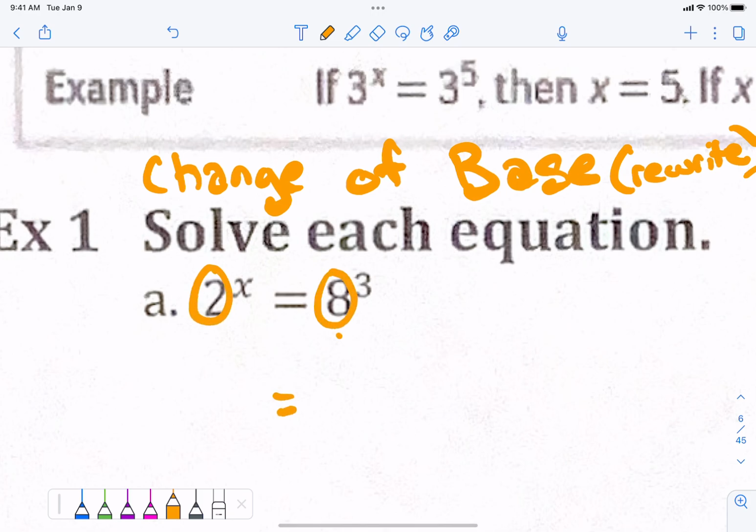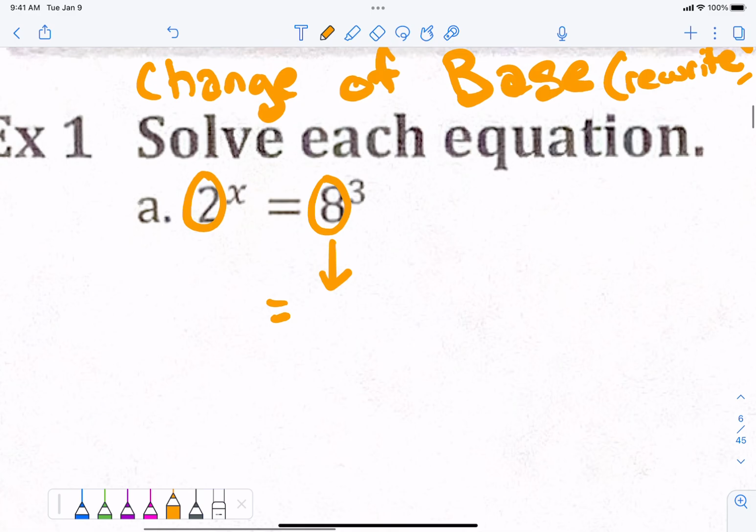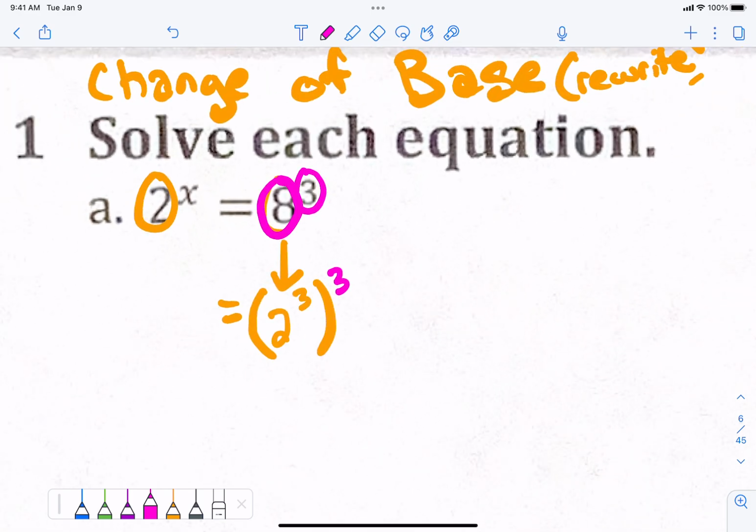And this is the magical step. Ready? Did you know 8 is the same thing as 2 to the third power? 2 times 2 times 2 is 8. So 8 can be written as 2 to the third power. There is already a 3 on the outside there. Do you see what I did? I took 8, and I'm going to replace it with 2 to the third power, and leave that 3 that's on the outside of the 8. I'm just rewriting 8 as 2 to the third power.